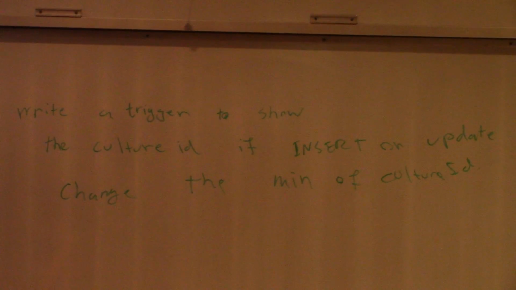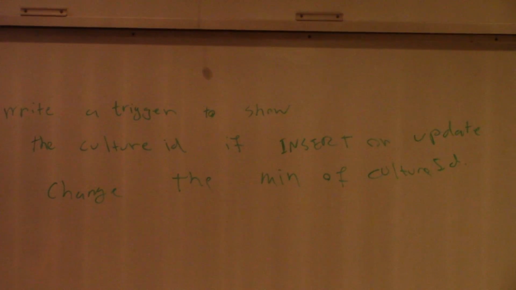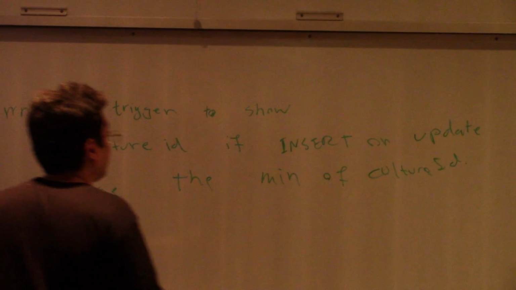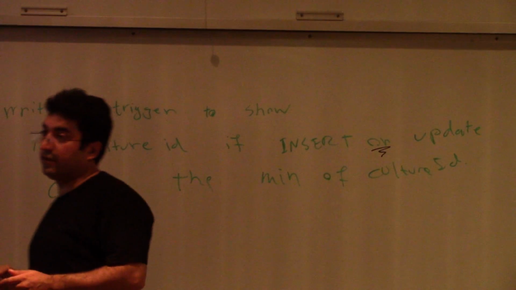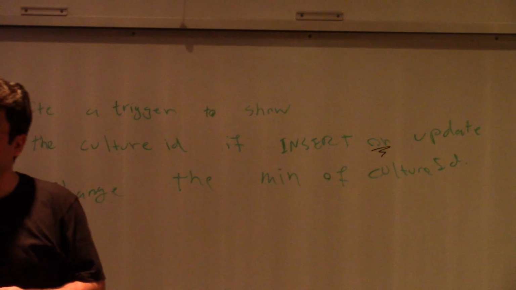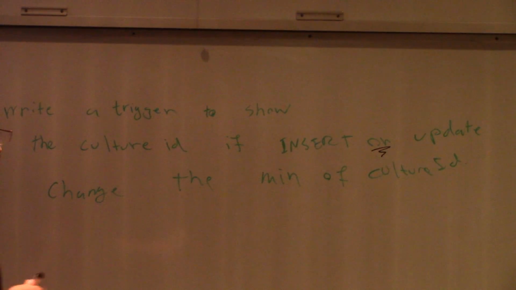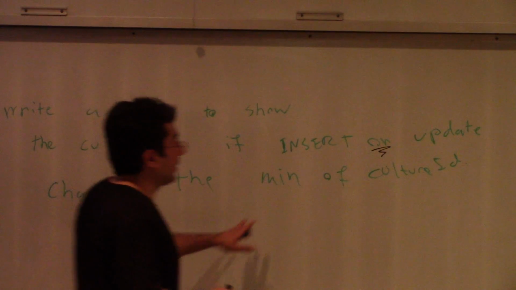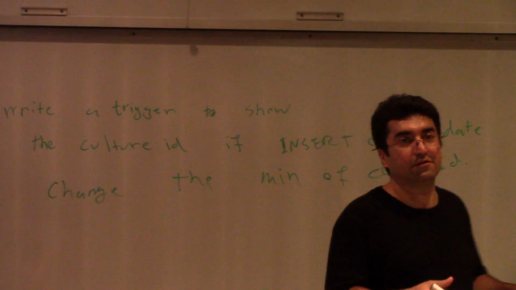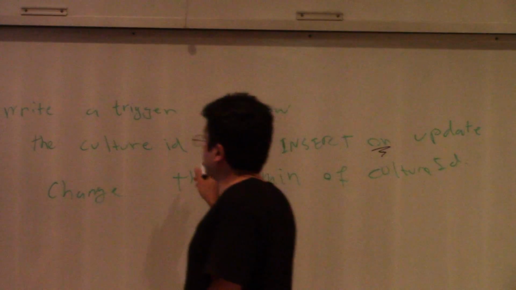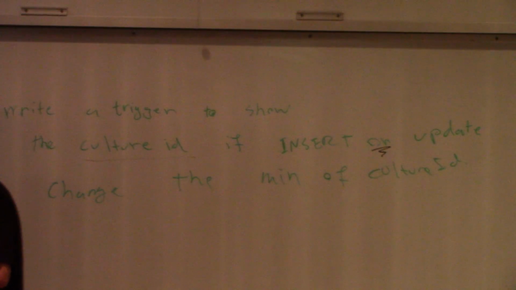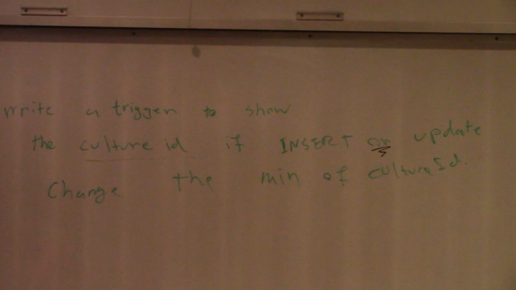Insert or update. For any insert or update, just check if the minimum of the culture ID is changing. Then it should show or print the culture ID. What is the minimum of culture ID? Culture IDs are literals, right? What is the minimum of that?